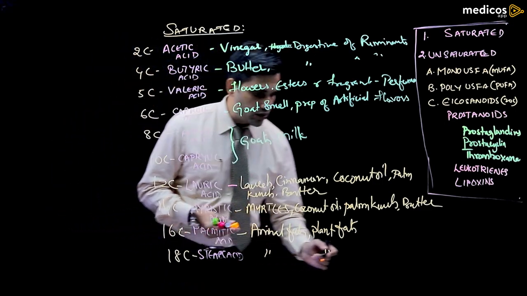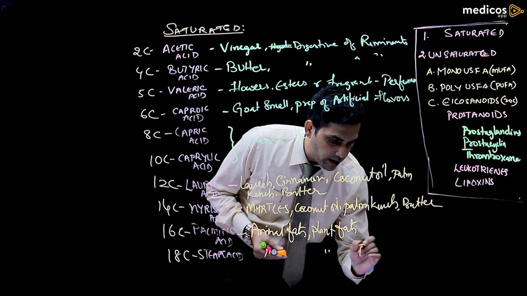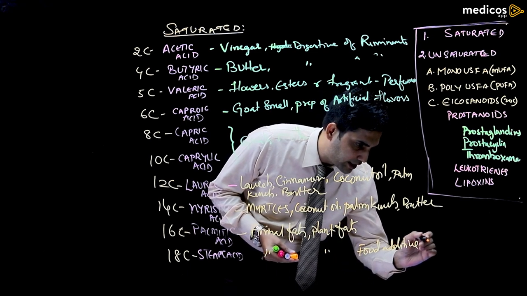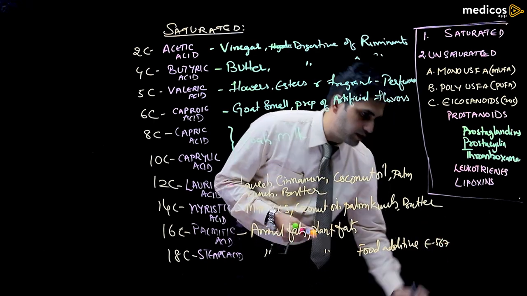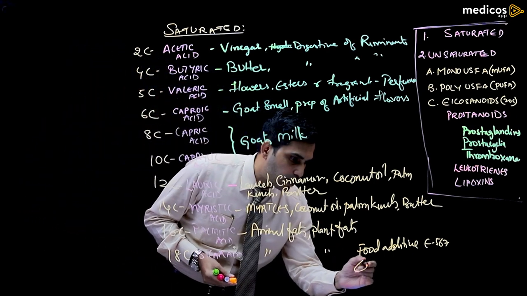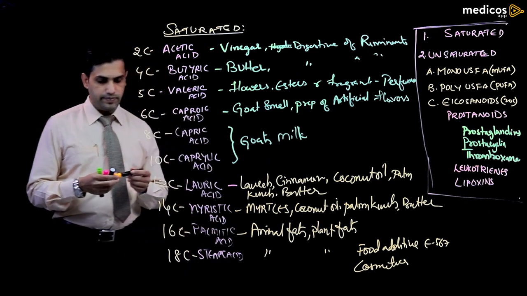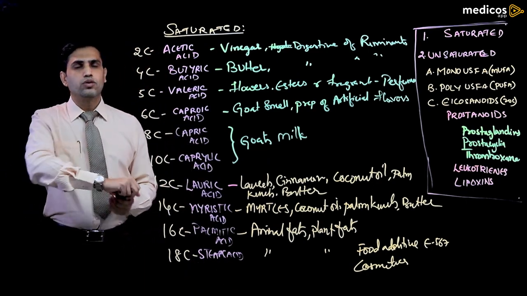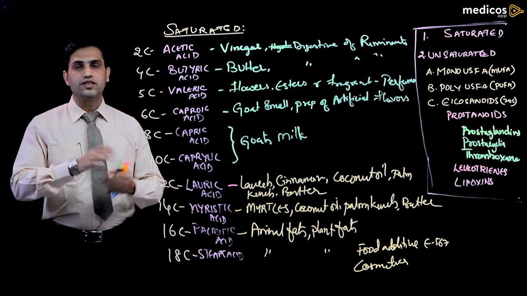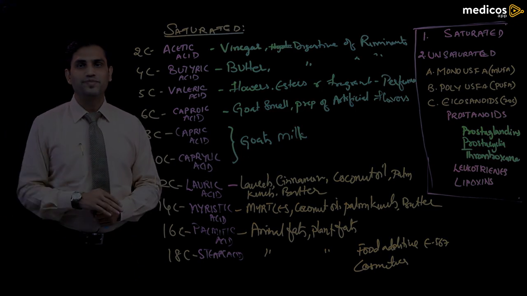Stearic acid is used as a food additive, I think it is E567, you just need to cross check that. It is also used in making cosmetics like your lipsticks. So if you remember this much about saturated fatty acids, think that your life is dhanya and you have accomplished everything in your life, okay.